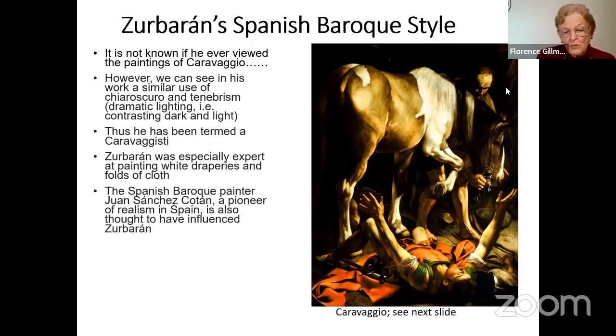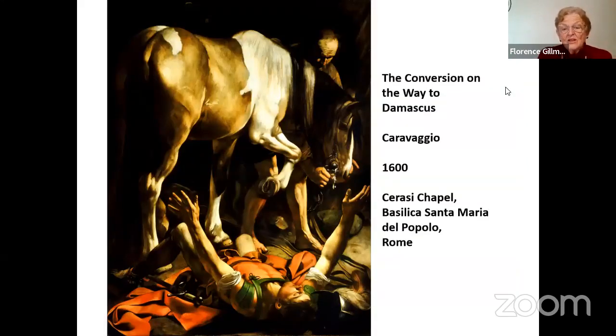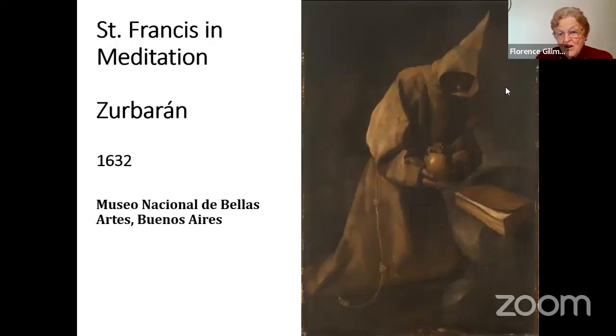There's another Spanish Baroque painter named Coton, who may have also influenced Zurbaran. And yeah, this style led Zurbaran's subjects to be very realistic, and also very severe, you might say, in their asceticism. So yeah, a last view of the incredible chiaroscuro of Caravaggio, and now back to Zurbaran.